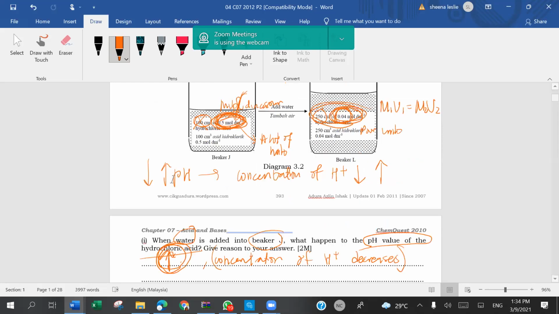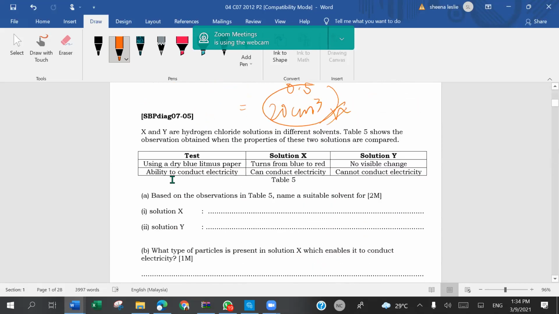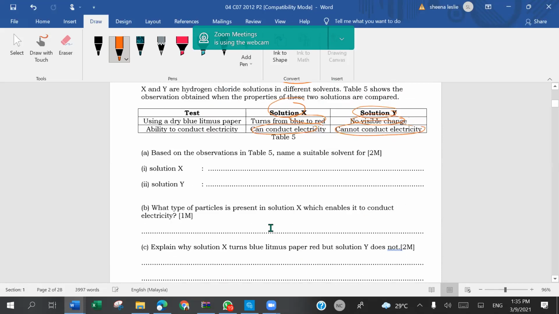Okay, now I'm going to go to my next question. Teacher wants to attempt 3 questions, yeah? So stay tuned, stay on board. I want to hear different voices. Solution X can turn blue litmus to red and can conduct electricity. Solution Y shows no visible change and cannot conduct electricity. I've been saying it so many times already. What is my X?